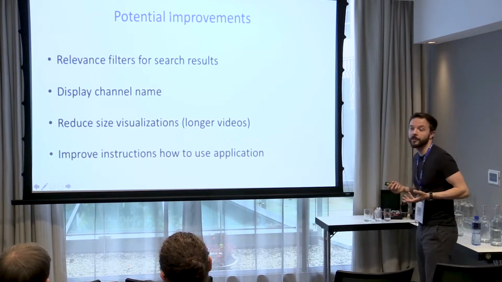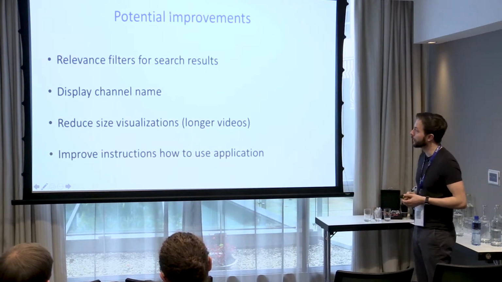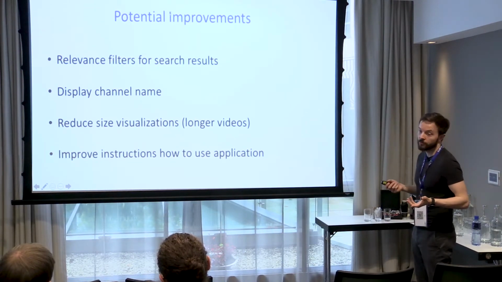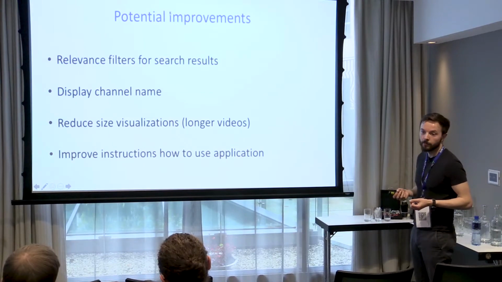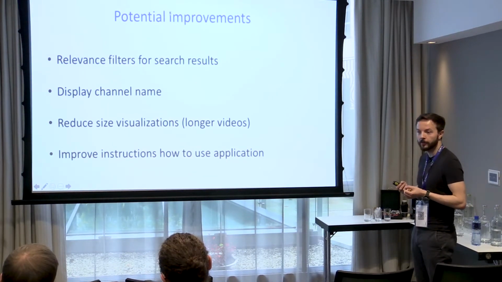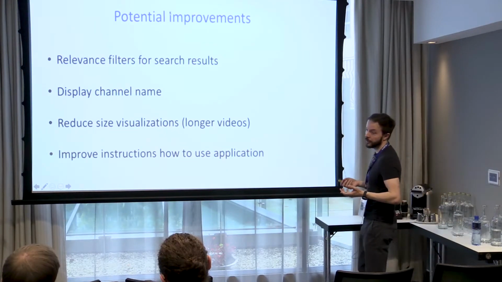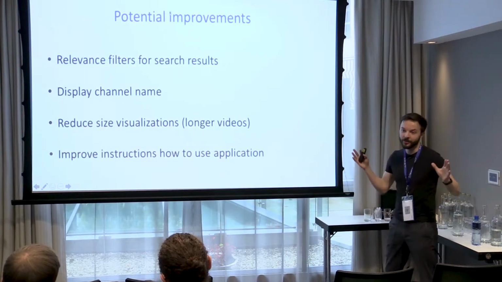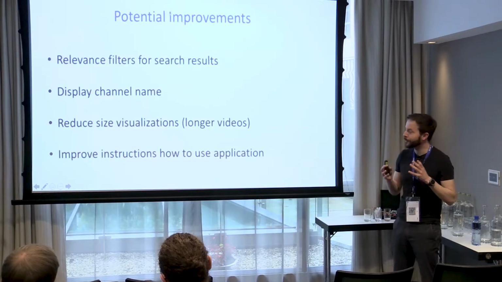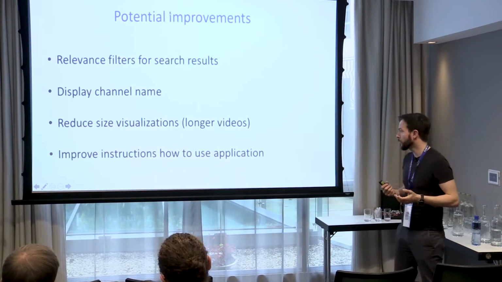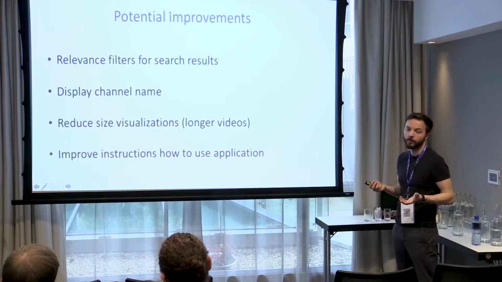So what are the potential improvements based on the evaluation that we did? We could have relevance filters for search results, and display the channel name, because if you know who is the author of that video, it gives you more confidence in that video. We could reduce the size of visualization. When you have a 4 hour video, and you squeeze all of those words into the word cloud, it can be a little bit messy. And also improve instructions on how to use the application.